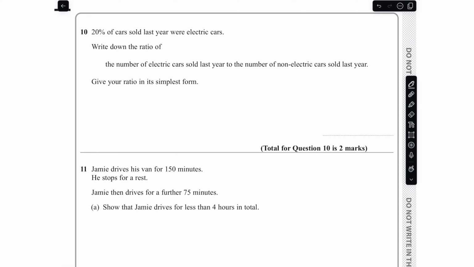In question 10, we are told that 20% of cars sold last year were electric cars. Write down the ratio of the number of electric cars sold last year to the number of non-electric cars sold last year. Give your ratio in its simplest form.